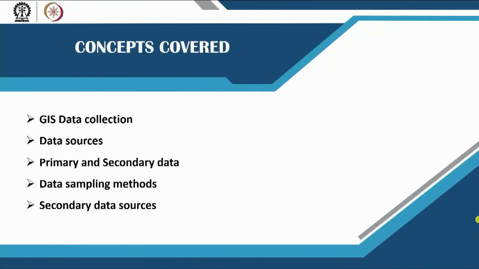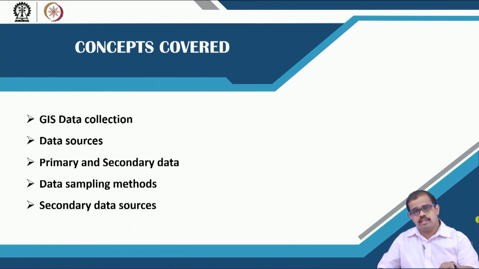When I look at the entire concepts that I would be speaking on in this class, the first thing is to look at GIS data collection. What are the different data sources that are there? It may be primary data or secondary data sources, and how efficient primary data is. For secondary data sources, there are certain issues that have to be accounted for before you consider them to build the data models. Then data sampling methods.